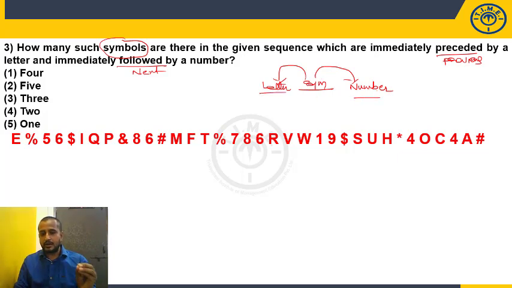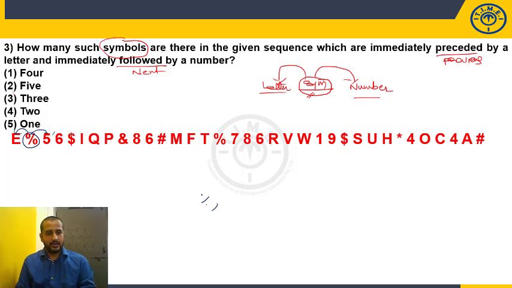But to complete it in less time, you must be focusing on symbol. Symbol preceded by a letter, followed by a number. You have to count how many such symbols are like this. So first symbol is percentile. Now, is this percentile preceded by a letter? Yes. Followed by a number? Yes. Perfectly matching. Percentile.